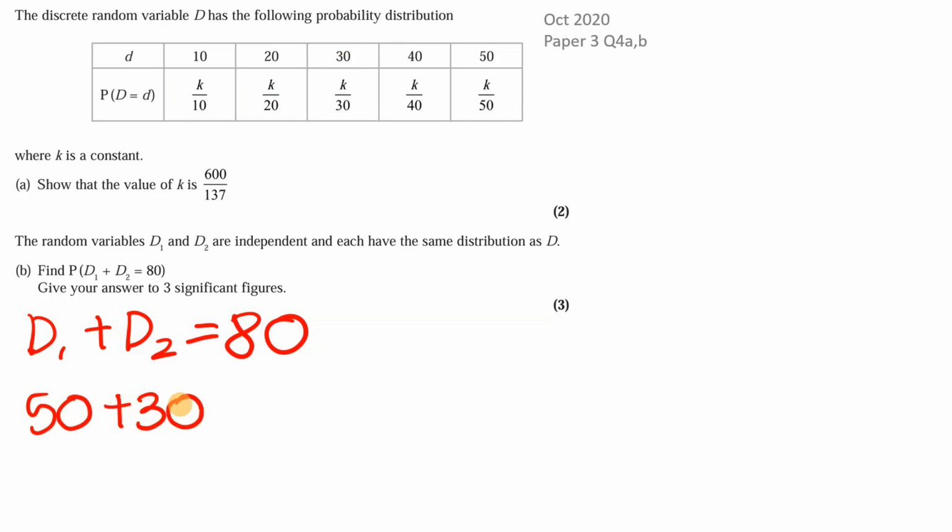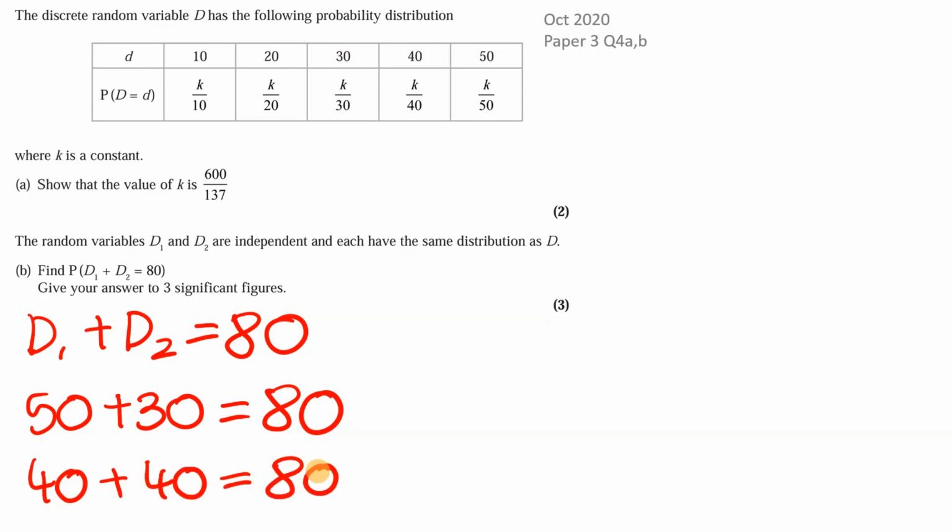So 50 plus 30 is equal to 80. So this is one possibility. Or the other possibility is that 40 plus 40 is equal to 80. There are no other pairs of numbers here that would add together to give 80.